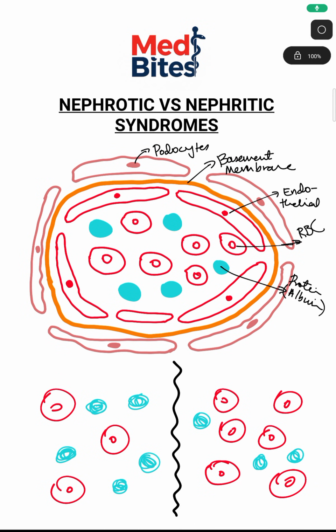Nephrotic versus nephritic syndromes. Probably one, if not the most important topic in renal pathology for board exams like Step 1. Before we jump into the individual diseases, we have to first understand what nephrotic and nephritic actually mean. So as you can see over here, I've drawn the glomerulus and I've labeled it.